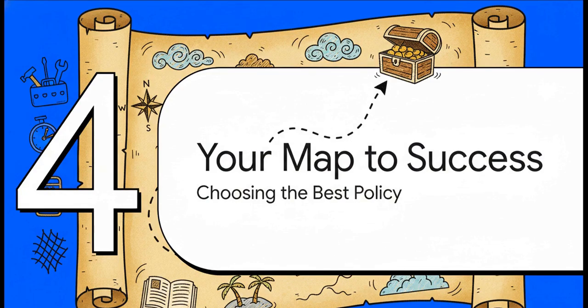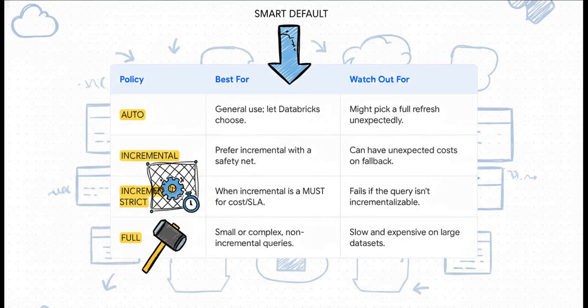We have seen the tools, we have learned the rules, and we have definitely navigated the traps. Our quest is almost complete. Now it's time to put all this knowledge together and draw our own treasure map, a super clear guide to help you choose the right policy for your journey. And here it is, your cheat sheet. For most situations, honestly, just stick with auto. Let Databricks do the driving.